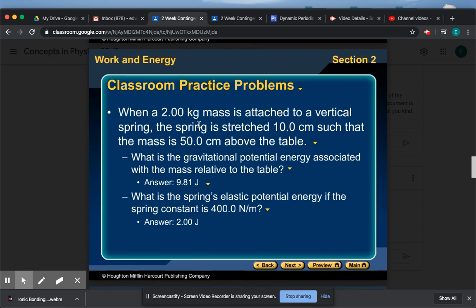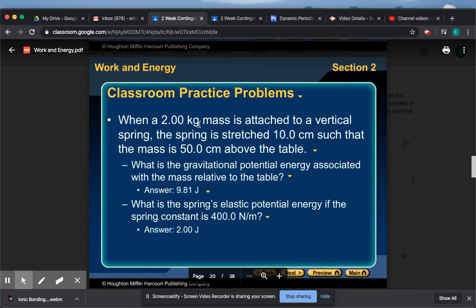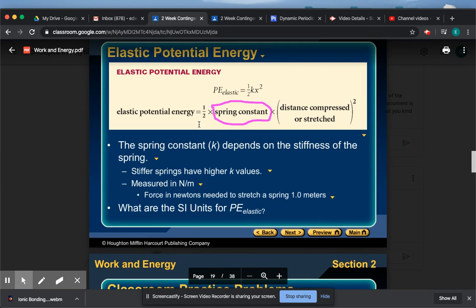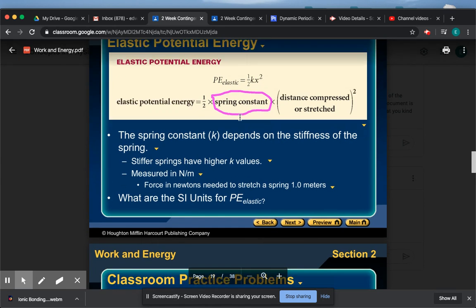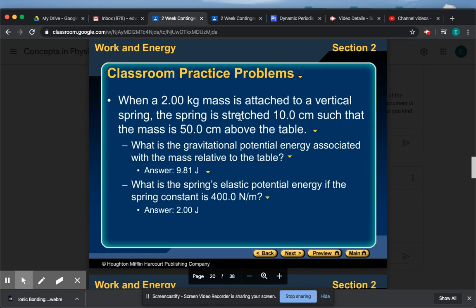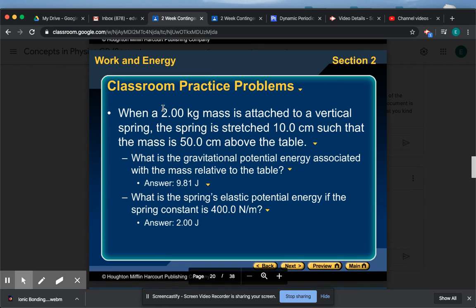So here's another example. Let's go through one. Let's make sure everything's good. Yeah, we're good, fellas. So, classroom practice problem.